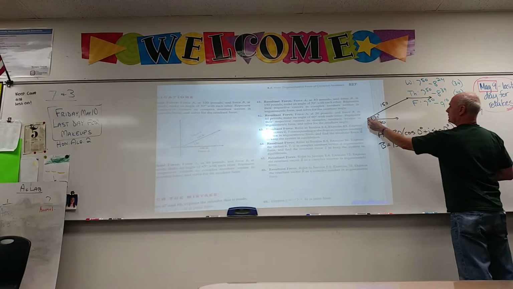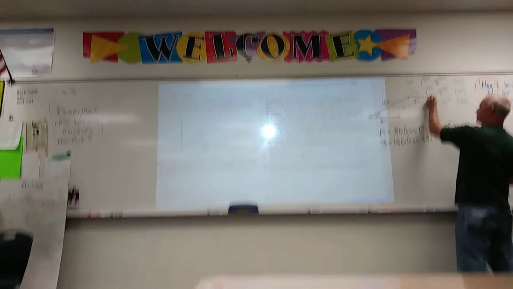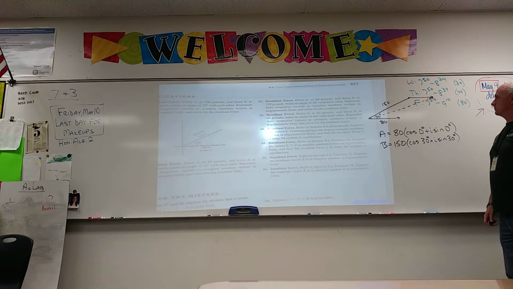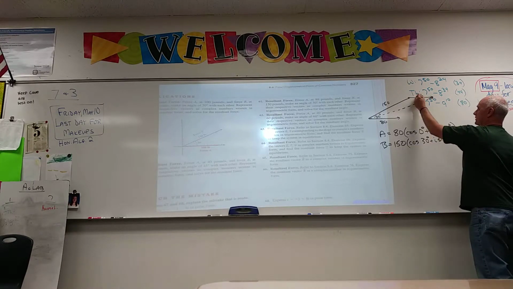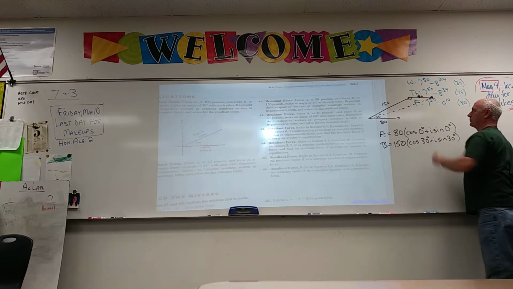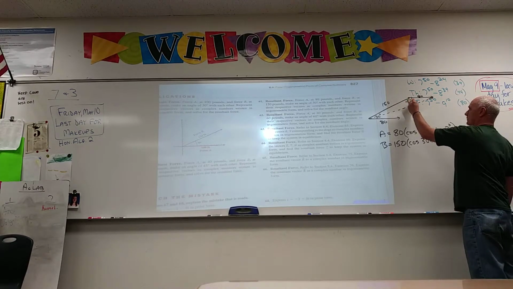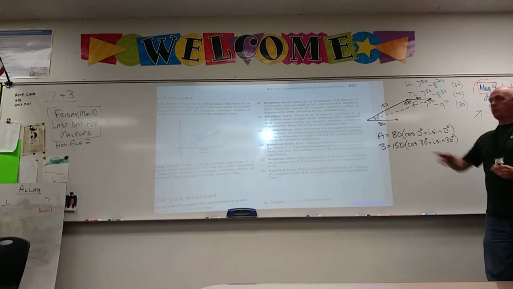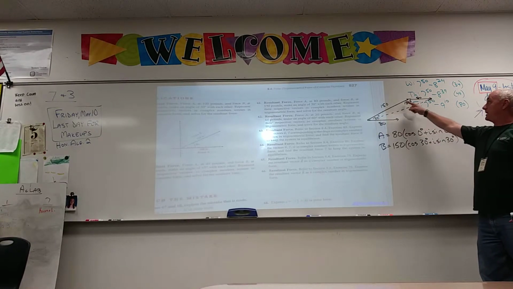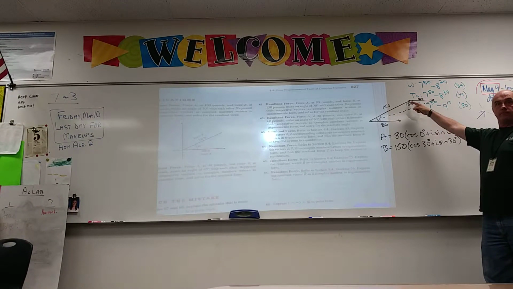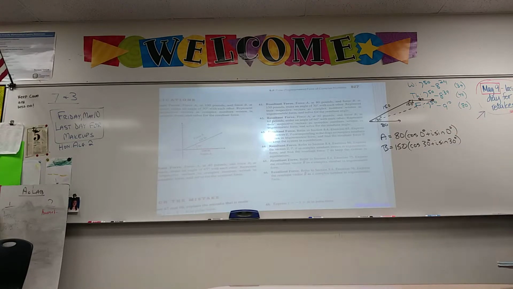Something like that, and here's the resultant vector. This is 80. What's that angle right there? 150. The angle between them was 30. That is clearly not 30, so it's got to be the supplement, which is 150. What could we do now?